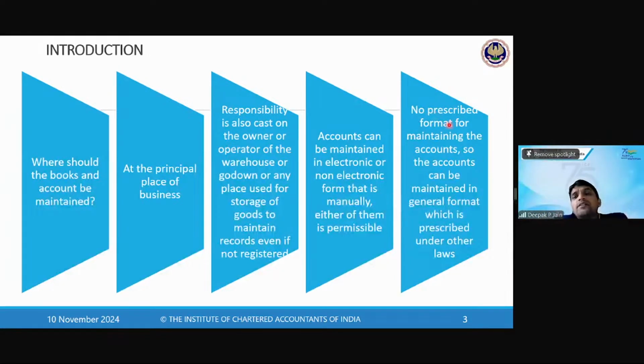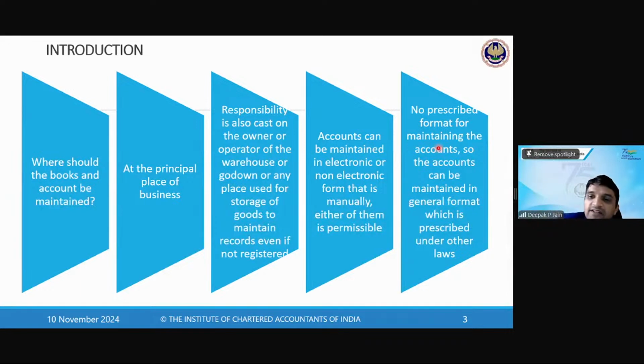Then there's no prescribed format for maintaining the accounts. इतना accounts बोलते हैं कि maintain करो, but GST law is a tax law. It is not an accounting standard or an accountant's law wherein it will tell you how it is to be maintained, what is to be maintained. So they have not given you any format. It can be maintained in any format. They say these are the requirements which have to be maintained. आप कैसे maintain करना, आपके हाथ में. You can maintain it in any way.